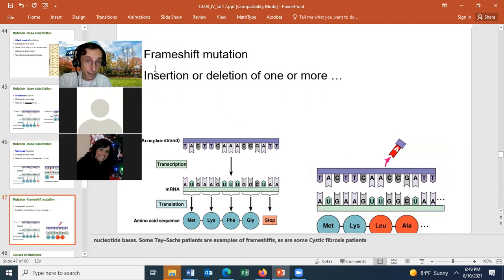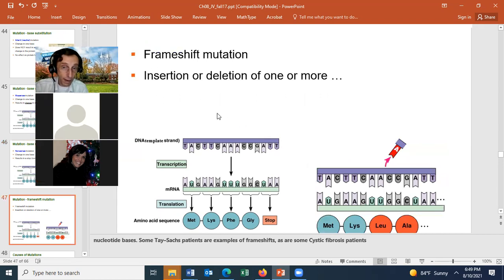A frame shift mutation is where you insert an extra base. I'm sorry, what's the question? Somebody might have their microphone on, so if you did that unintentionally, please turn your microphone off. A frame shift mutation is where you add one nucleotide base or you remove one nucleotide base.